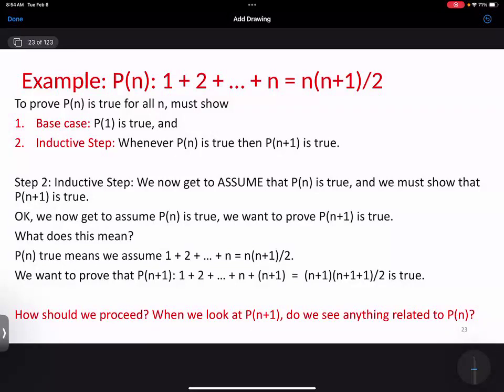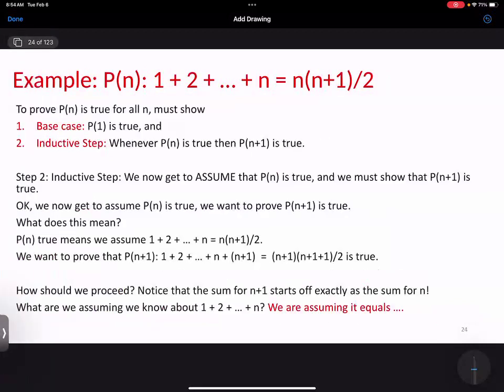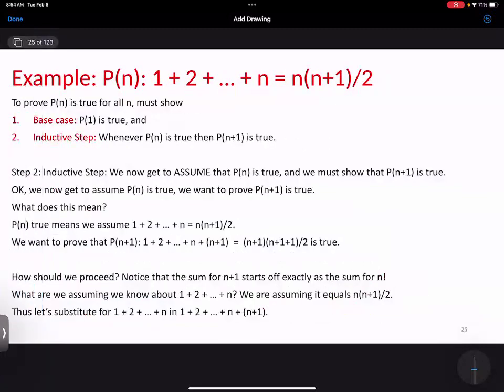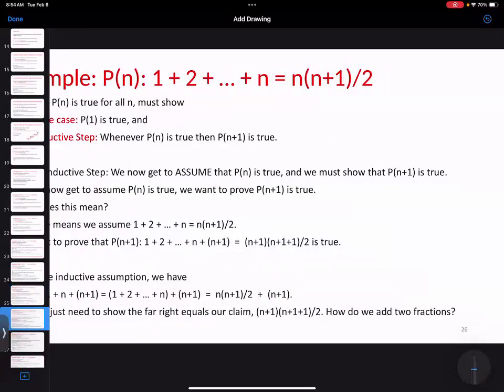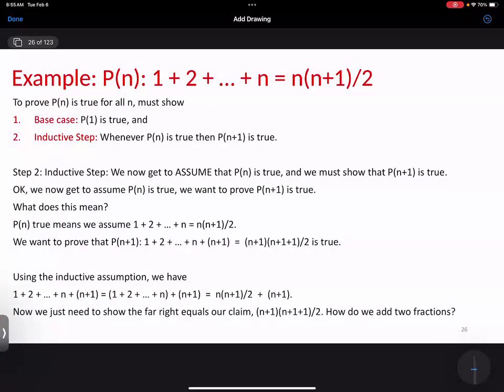Yeah, so basically the first n terms in what we're trying to prove for Pn plus 1 is just the statement Pn, and we know what they are by the inductive assumption. So what we can do is we can say, notice that it starts off with 1 plus 2 plus up to n. We are assuming that that equals n times n plus 1 over 2. So what we can do is we can take 1 through n and substitute n times n plus 1 over 2. And so when we do that, we get n times n plus 1 over 2 plus n plus 1. And so we just need to show that this equals our claim, n plus 1 times n plus 1 plus 1 over 2.